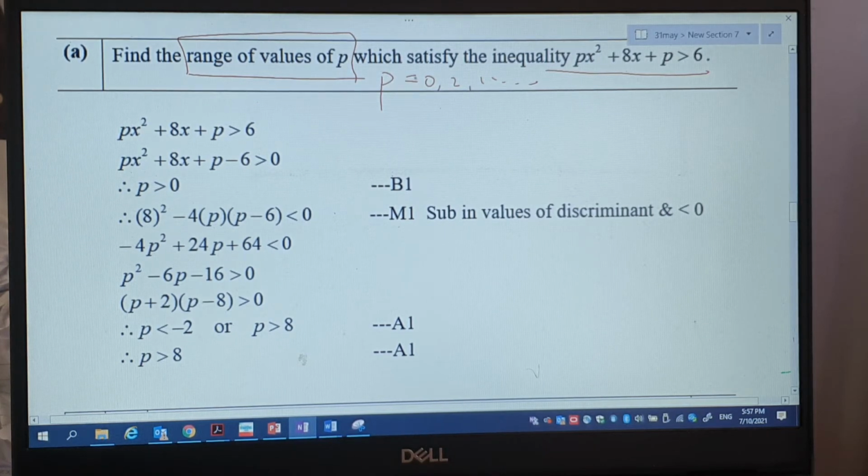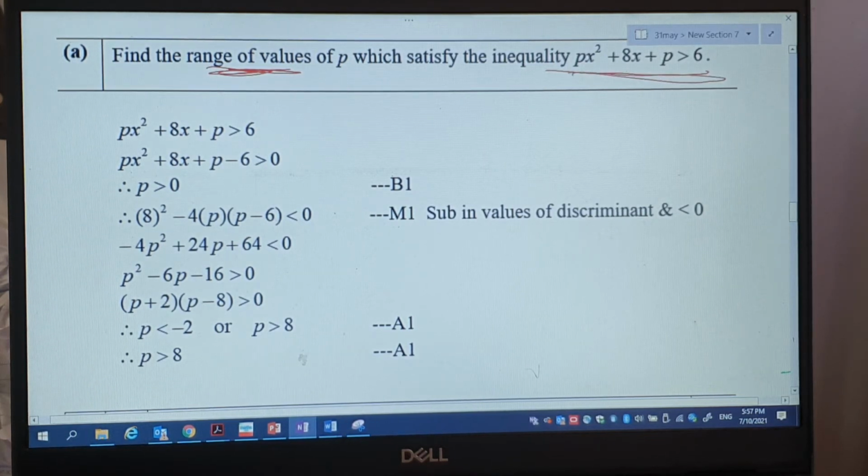Solve for p or find the value of p. But when they say range of values of p, then it's not like that. Range of values of p means there must be some inequality. And because this is greater than, you'll be either this, and then some numbers in between. Are you clear? Okay, so let's see how we can do this.